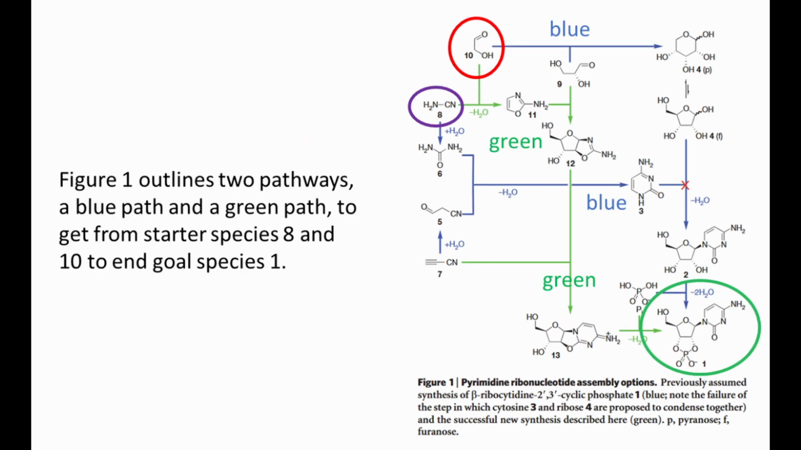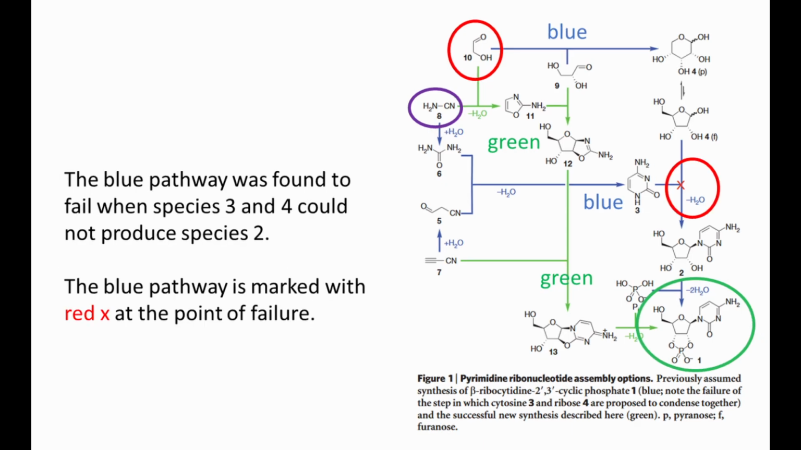Figure 1 outlines two pathways, a blue path and a green path, to get from starter species 8 and 10 to end goal species 1. The blue pathway was found to fail when species 3 and 4 could not produce species 2. The blue pathway is marked with a red X at the point of failure.